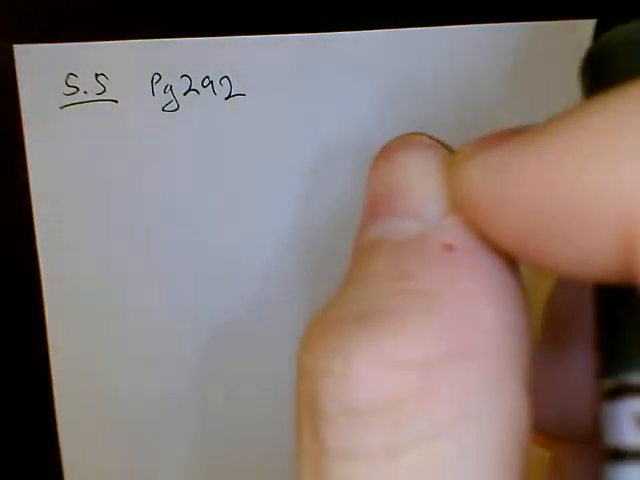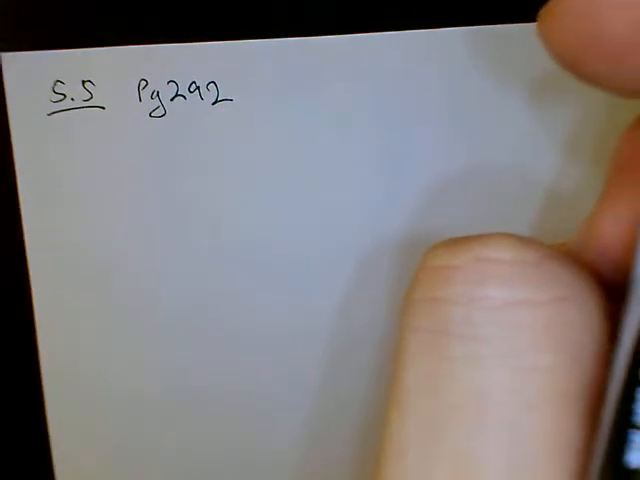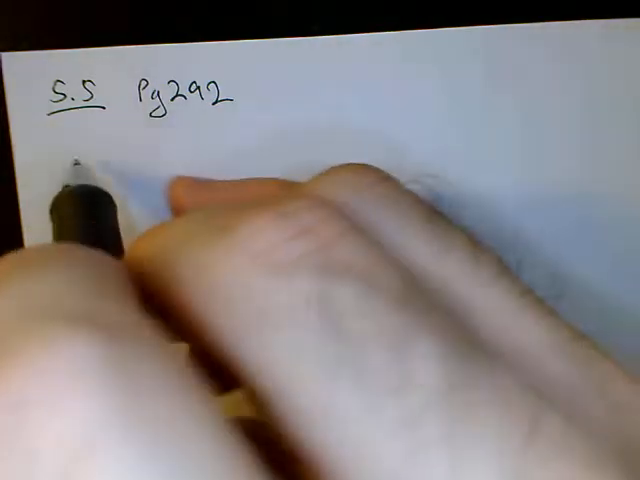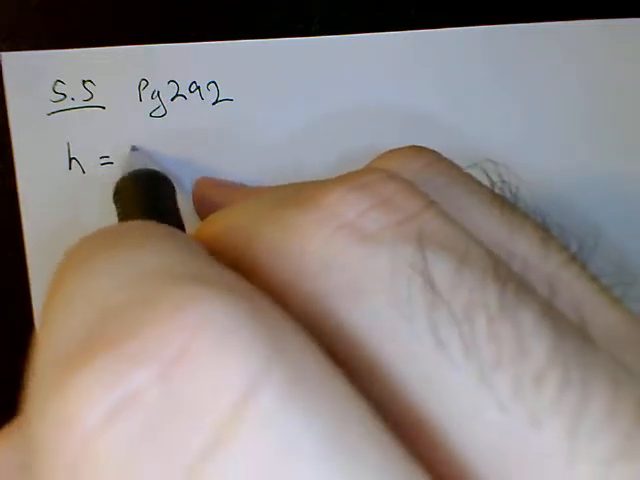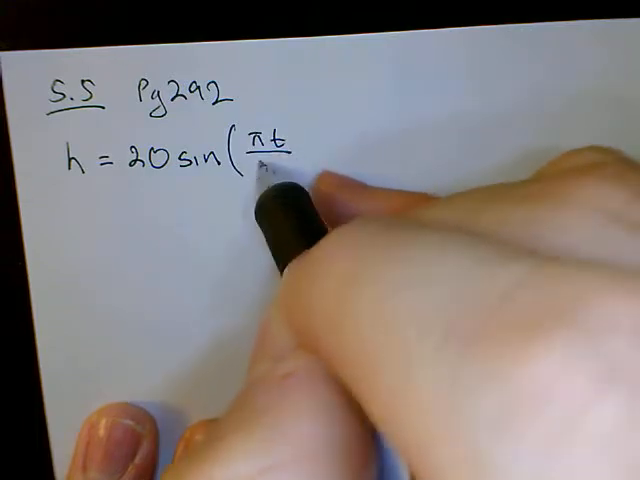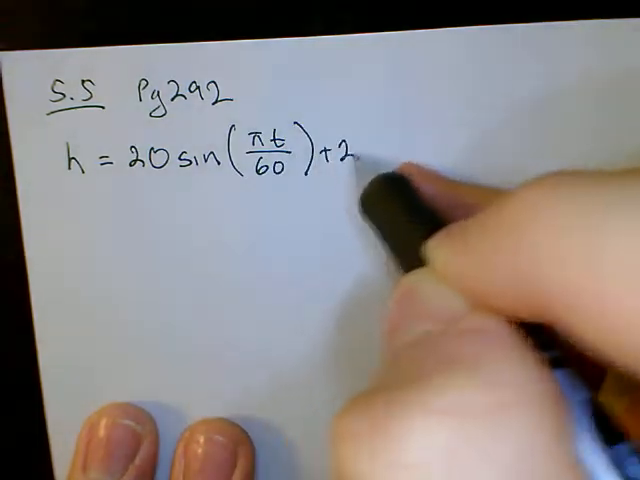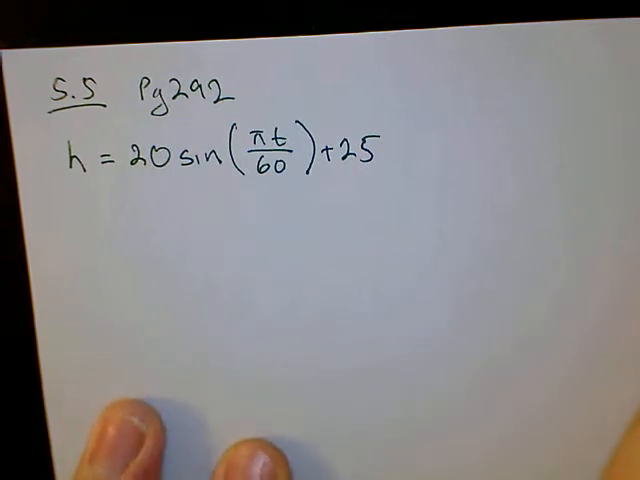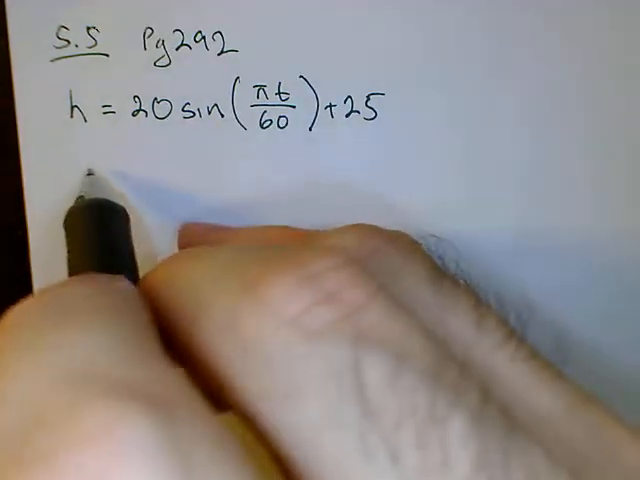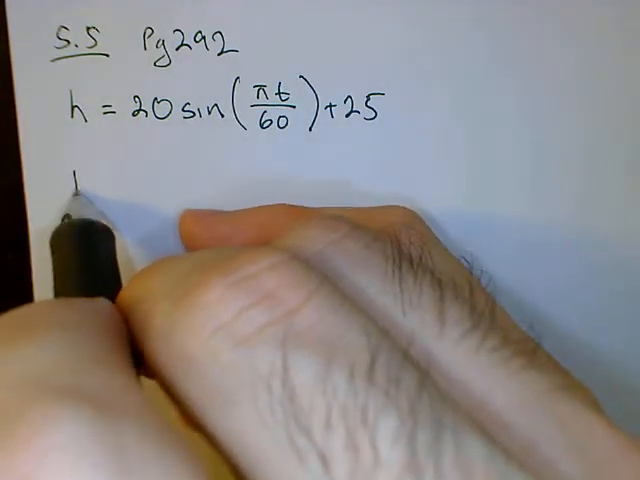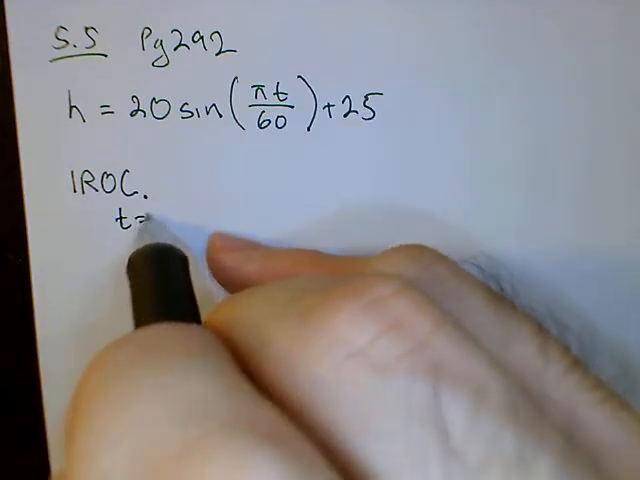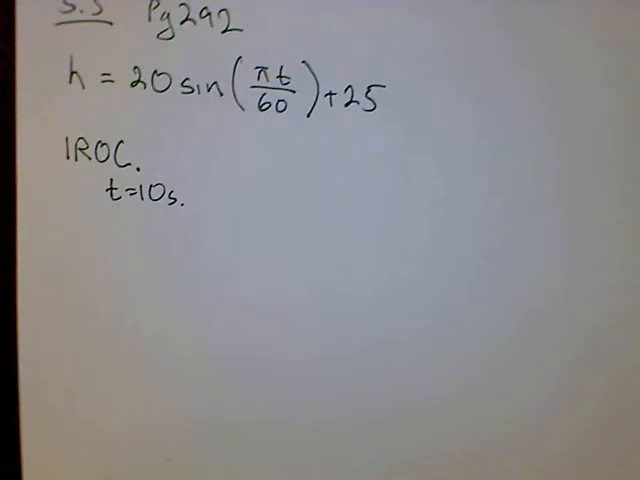The height of a car in an above ground Ferris wheel, the turning of it, can be modeled using the function height is equal to 20 sine pi t over 60 plus 25, where t is time in seconds. The question itself is going to say, what is the instantaneous rate of change at t equals 10 seconds? Okay, that's going to be my question.